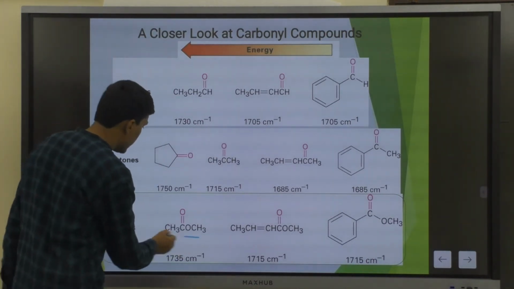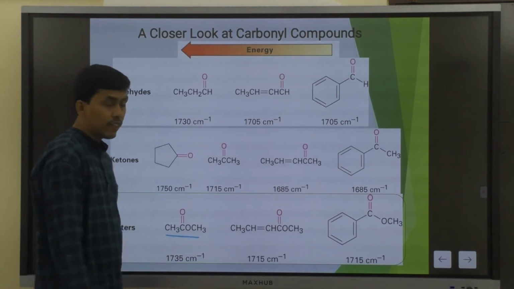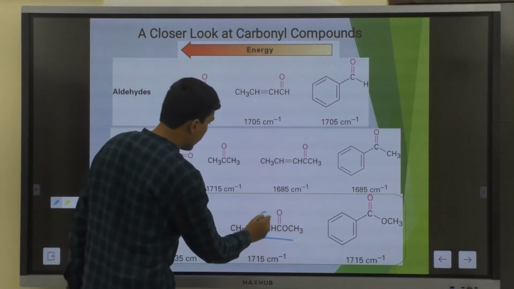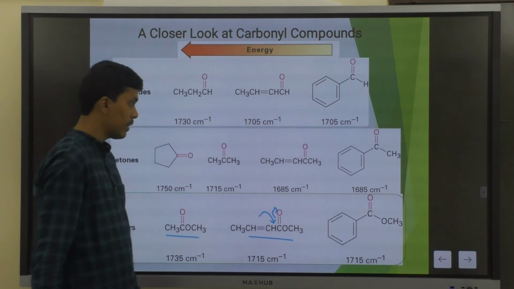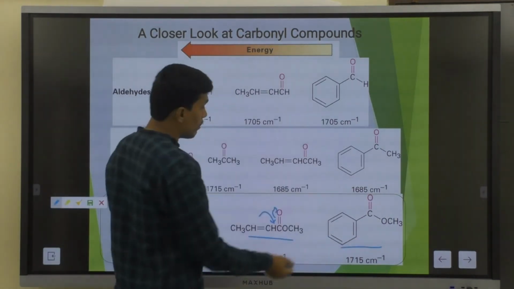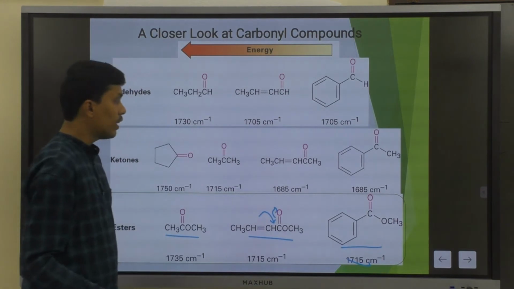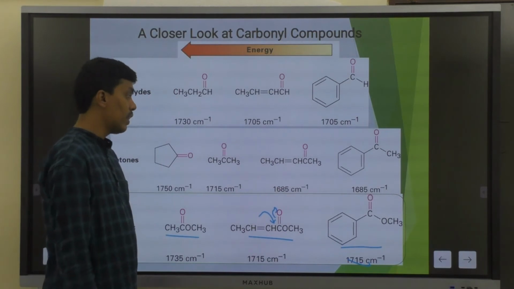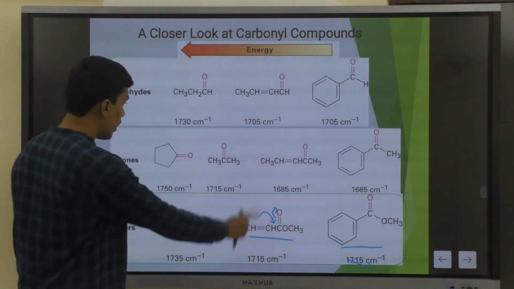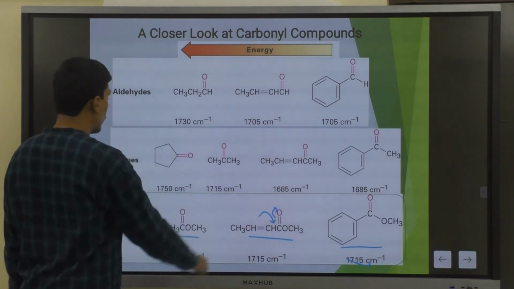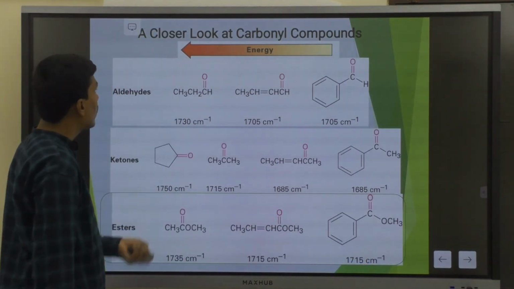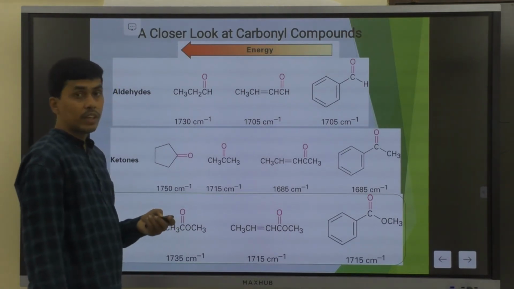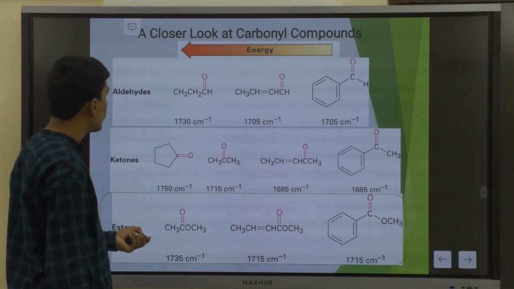For the esters, a normal ester will appear around 1735 or 1745 centimeter inverse, whereas for the alpha beta unsaturated ester the value decreases to about 1750 centimeter inverse, and for methyl benzoate the value is around 1715 centimeter inverse. If an O is present here, the value increases up to 1770 centimeter inverse, like vinyl acetate, whereas methyl benzoate is lower due to conjugation. These are the typical examples present in different compounds having C double bond O.